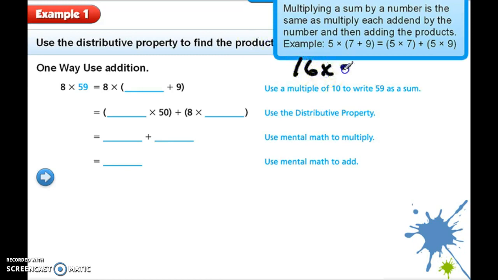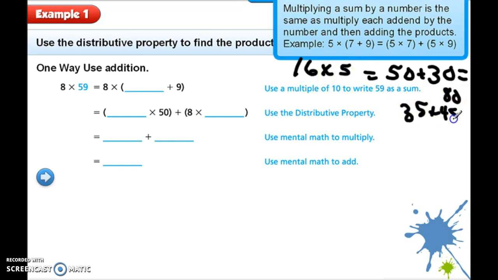And we got 16 times 5. 5 times 10 is 50, right? And 5 times 6 is 30, which equals 80. And so we said 5 times 7 is 35, plus 45, which gives us 80. So they just took that 5 and multiplied it by each of those addends.